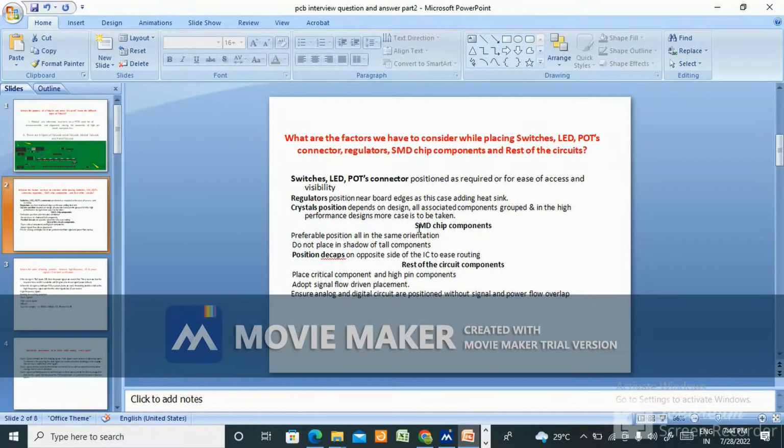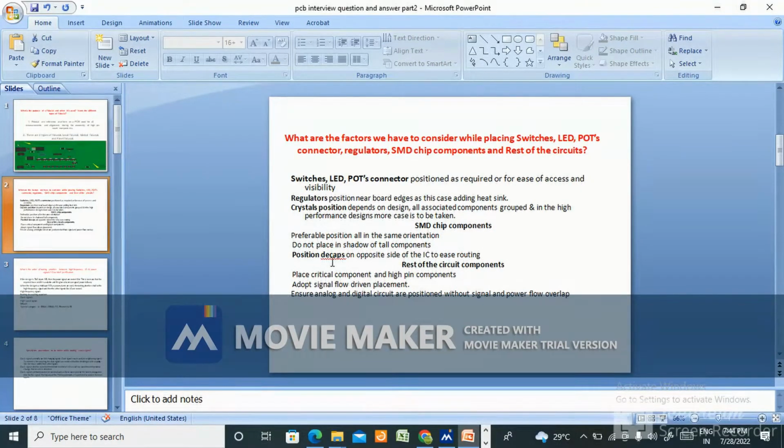Okay, then SMD chip components, preferable position is all in the same orientation. See, chip components like SMD, SOIC or QFN, anything will be there, you need to place them all in the same orientation, so it will look better also, and for assembly also it will be easy. Do not place in the shadow of tall components. Tall components like some through-hole components, so that shadow should not fall on that SMD component.